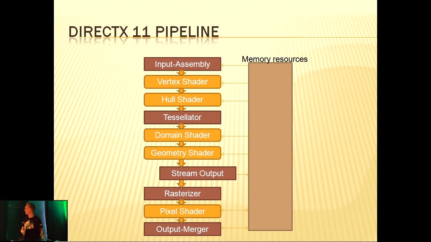These are the vertex shader, the hull shader, domain shader, geometry shader, and pixel shader. And the hull shader, tessellator, and domain shader form the tessellation stage, basically. Almost all of these stages use memory resources as well. So this is a very high-level picture of the pipeline. And we're going to look at each of these stages separately.